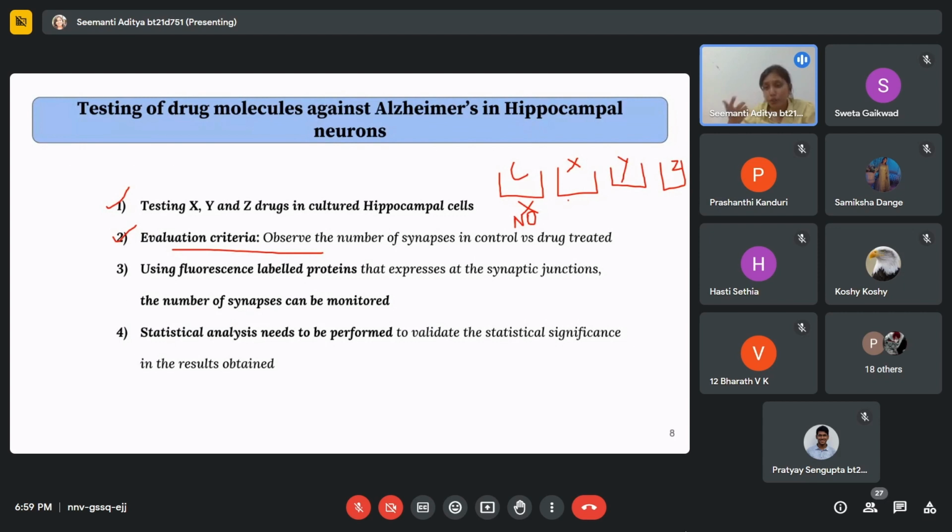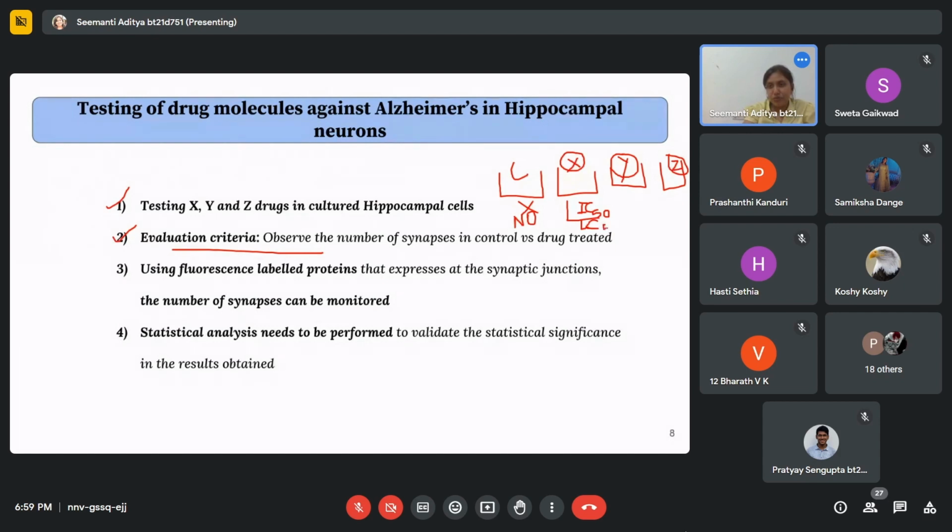So now we also have to optimize how much concentration of the drug we have to use. How much concentration of X do we need to use, how much of Y, how much of Z? So we need to do this concentration optimization, and we need to make a lethal dose curve where we'll get an IC50 value and an LC50 value. IC50 means the inhibitory concentration that inhibits 50% of the cells, and LC50 is the lethal concentration which causes death of 50% of the cells.